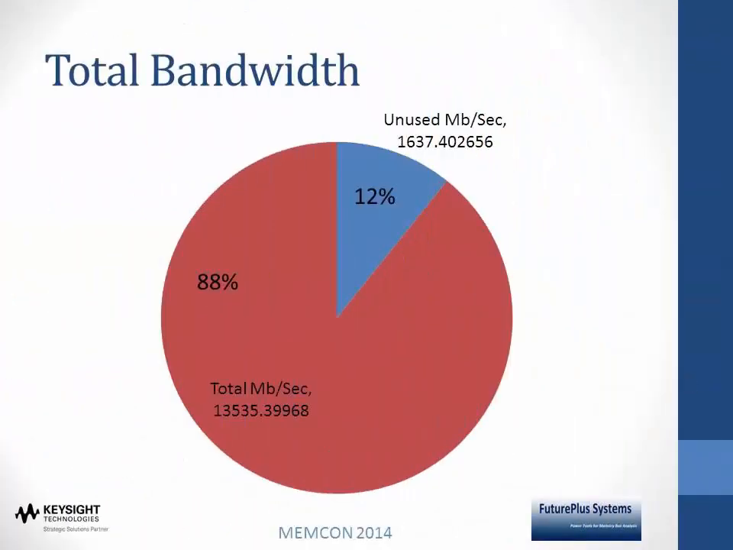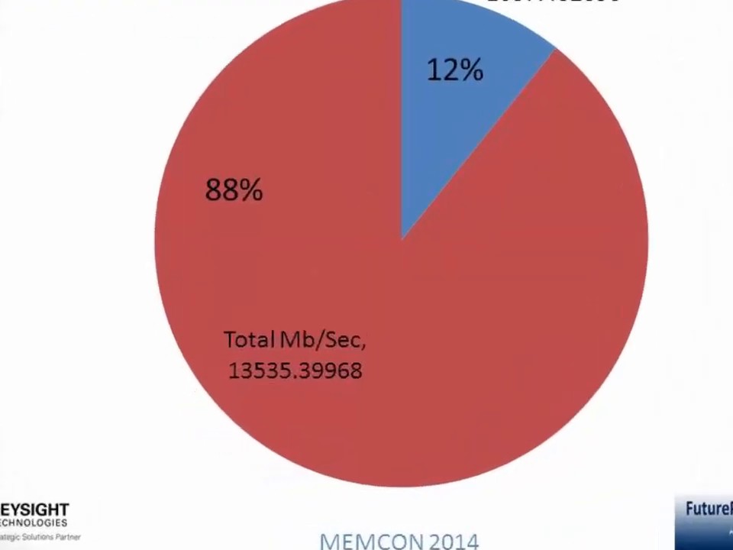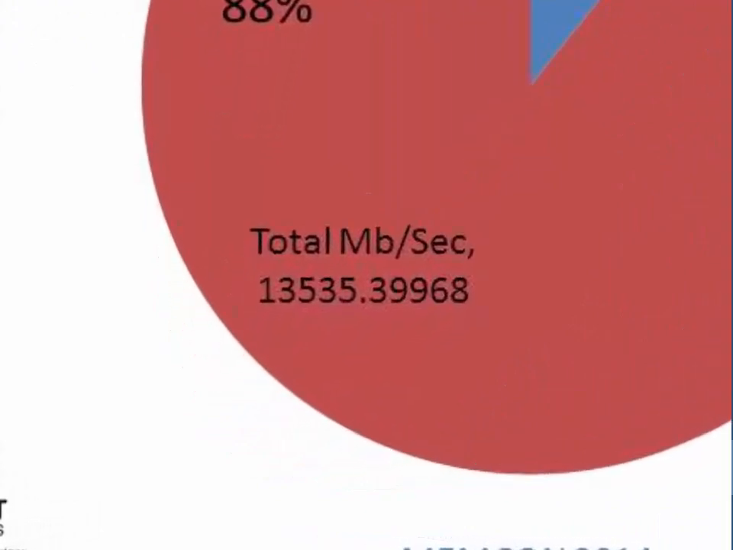So now finally the slide you've all been waiting for. What is the bandwidth of a single channel, single DIMM in a new DDR4 based system? It is a whopping 13.5 gigabytes per second.